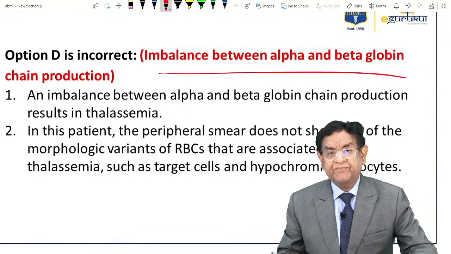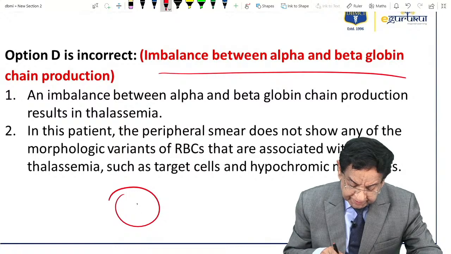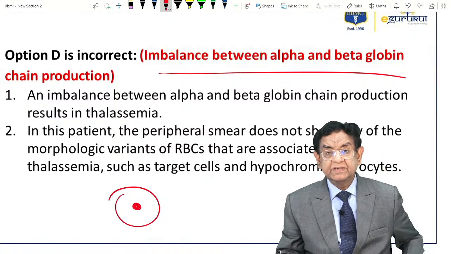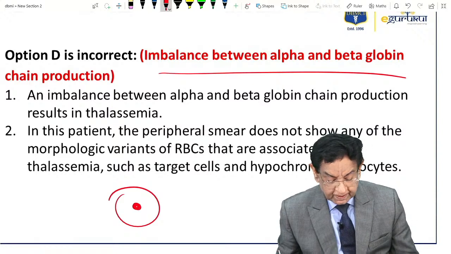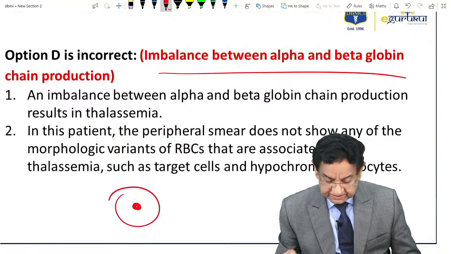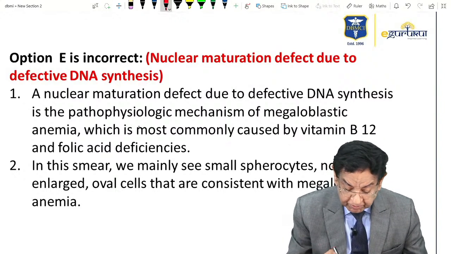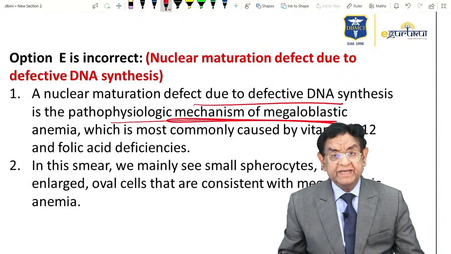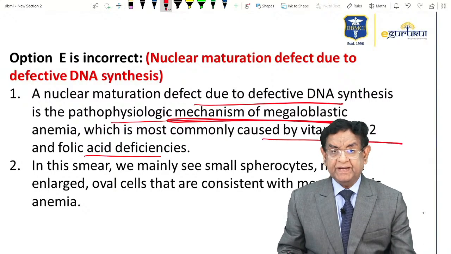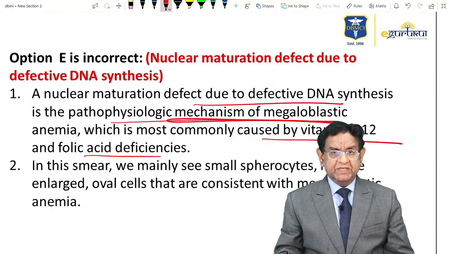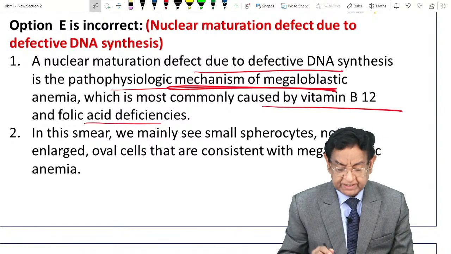Alpha and beta globin chain formation. This is defective in thalassemia. In thalassemia, you get a microcytic hypochromic picture with target cells, and that is seen in young adults, young children. So it's not. Now the question has nothing to do with the thalassemias. Nuclear maturation defect due to defective DNA. This we see in megaloblastic anemia, where the DNA synthesis is defective, like vitamin B12 or folic acid deficiency, where we get macrocytic anemia, not spherocytes. The classical picture here is of spherocytes. So in these cases, we will get more of a macrocytic picture, not spherocytes. This is ruled out.